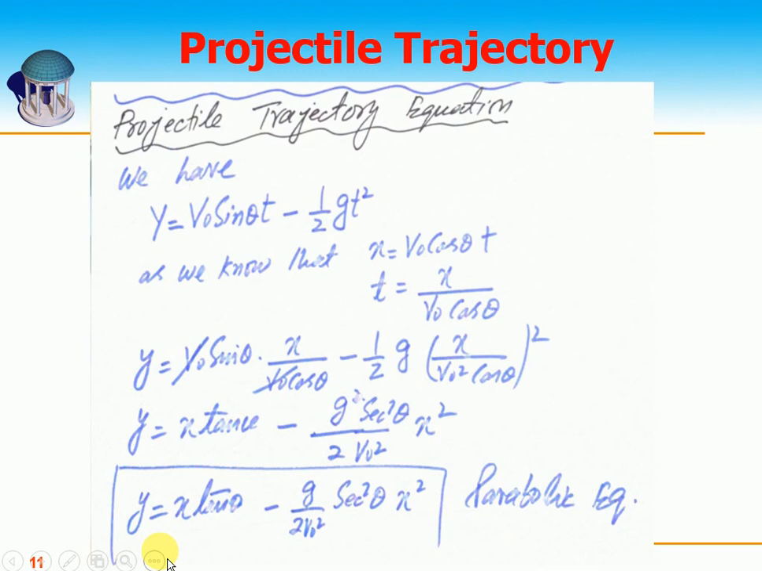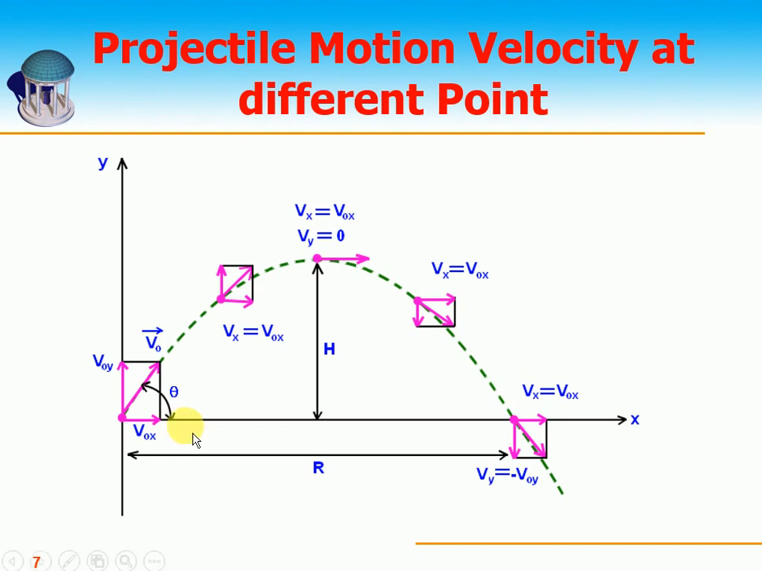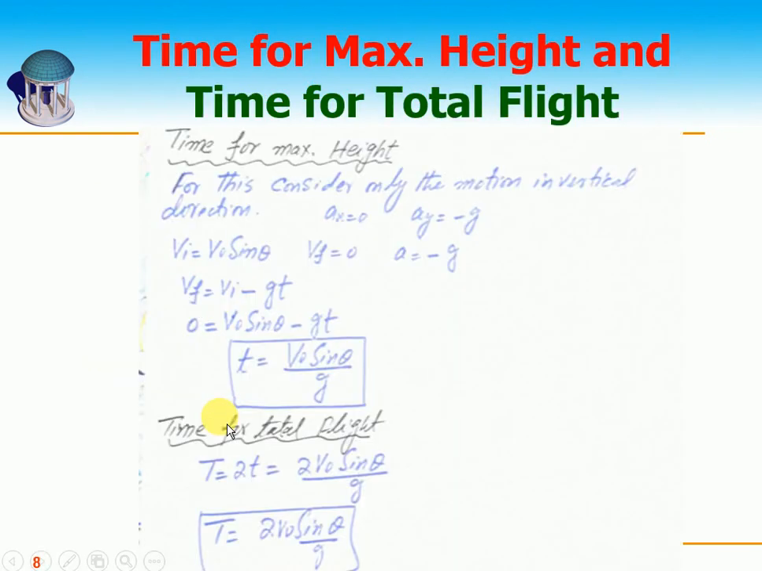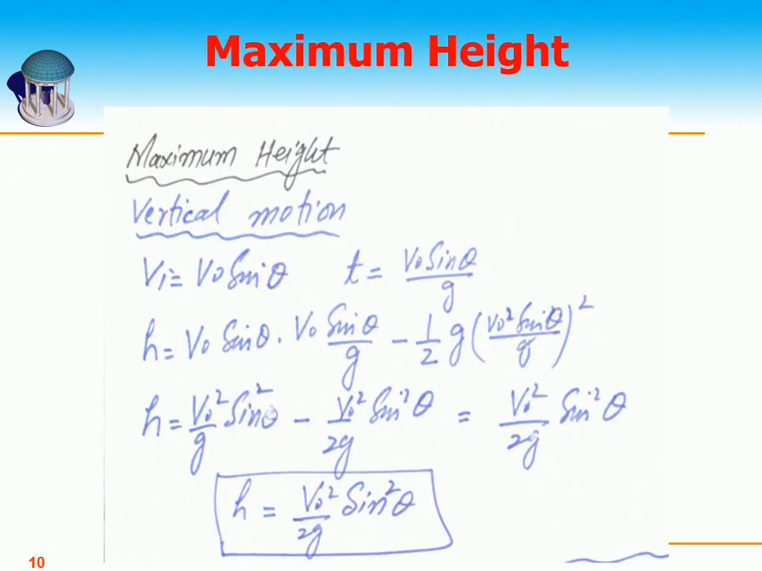Y is equal to x tan theta minus g by 2 v naught square sec square theta x square. If you know the value of x, angle theta and v naught, you can find y, and if you know y, angle theta and v naught, you can find any position of x. So if I set a certain angle and give you the value of v naught, you just vary the value of x. You can plot the trajectory of a projectile, which looks like this, right? So this is the trajectory equation, which is mostly used when we solve problems.